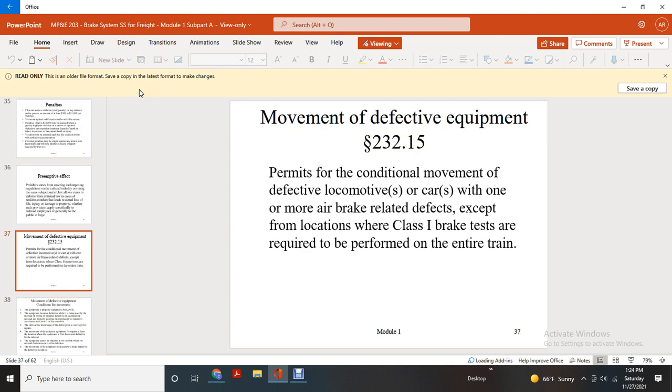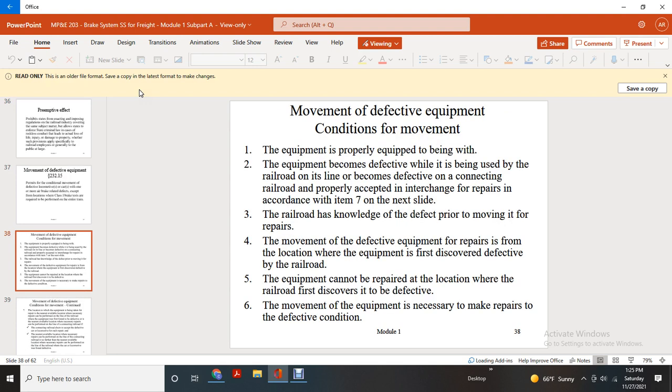Movement over defective equipment: the permit for the movement over the defect of the locomotive or work cars, with one or more over the air brake relay defect, except for the location where class 1 brake tests are required to be performed on the entire train. Most defective equipment conditions allow a movement.